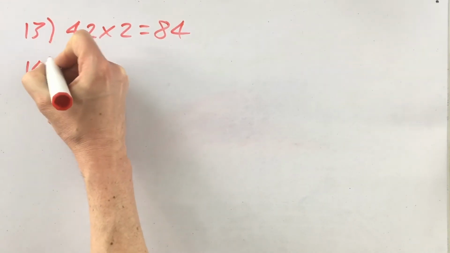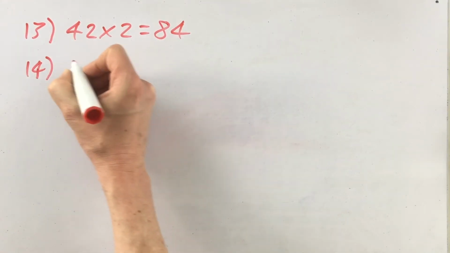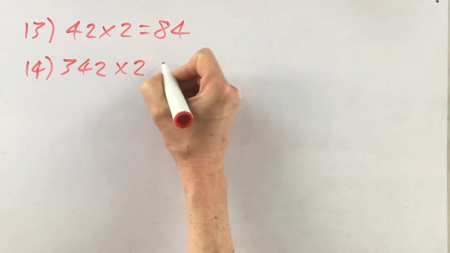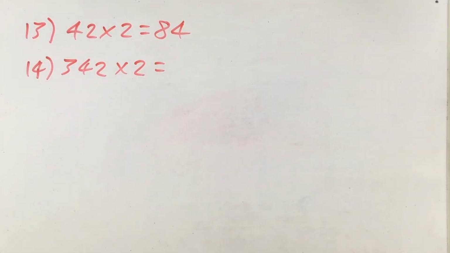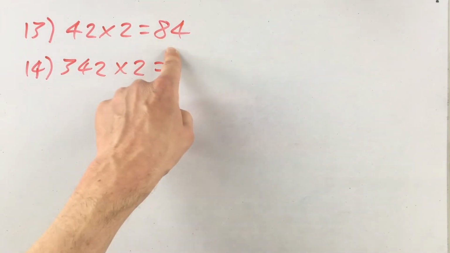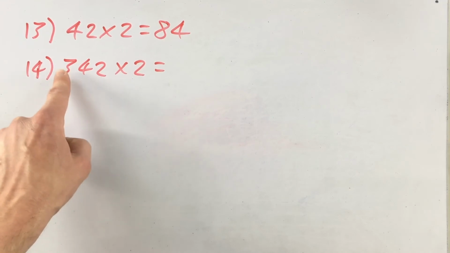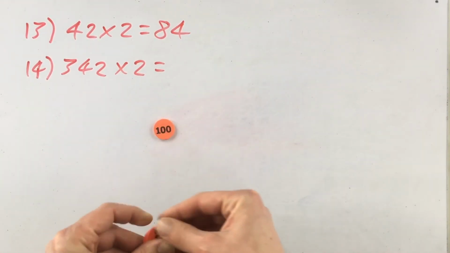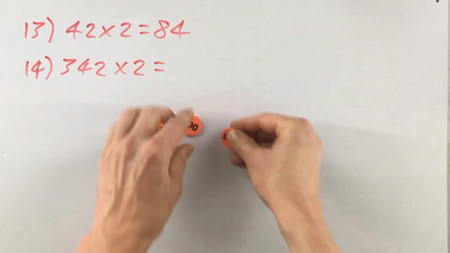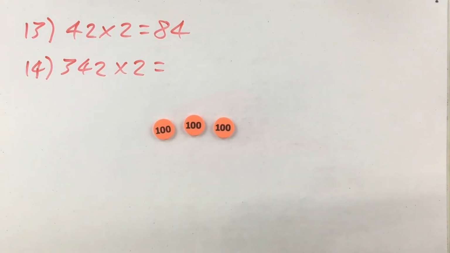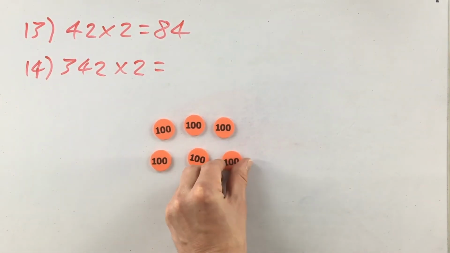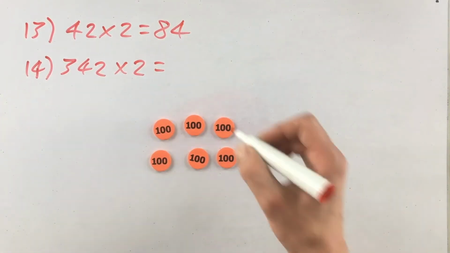Number 14. 342 times 2. Now I can actually use what I did before if I wanted to solve this. I know that 42 times 2 is 84, so I've just got to do 300 times 2. And 300 times 2 is going to be 600. So I just got to add 600 onto that.